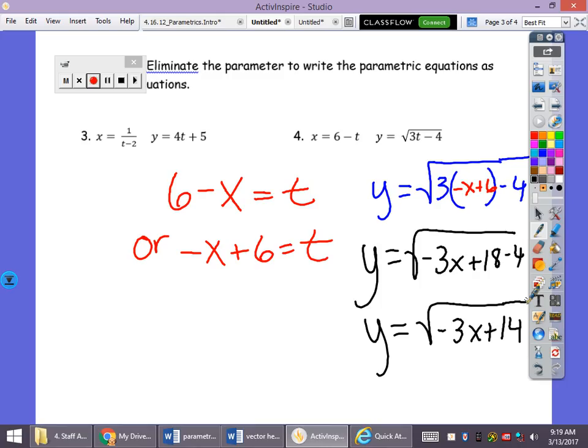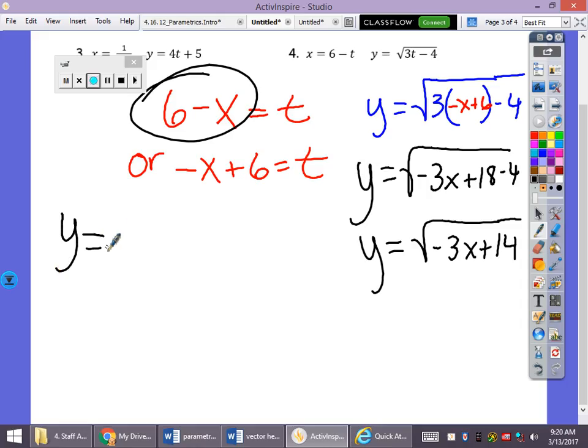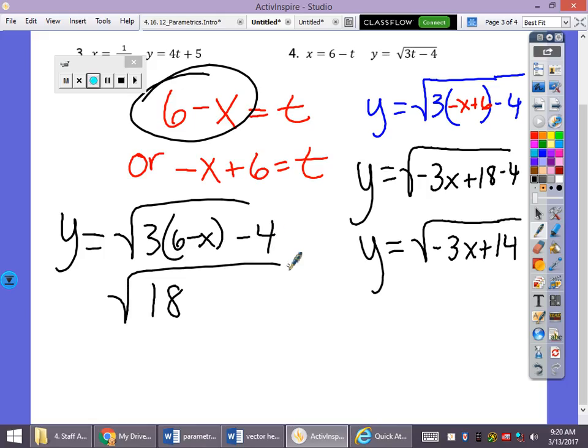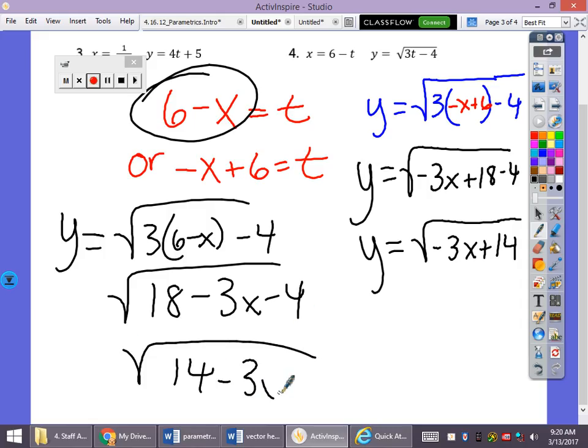Are we good? Can I see some thumbs up, thumbs down? Where are we at? Easy enough? Okay, why the thumb down? Okay, so do you want to see it with this? So it would be y equals the square root of 3 times 6 minus x, minus 4. So square root of 18 minus 3x minus 4, which is square root of 14 minus 3x, which is the same. They're the same thing, just different order.